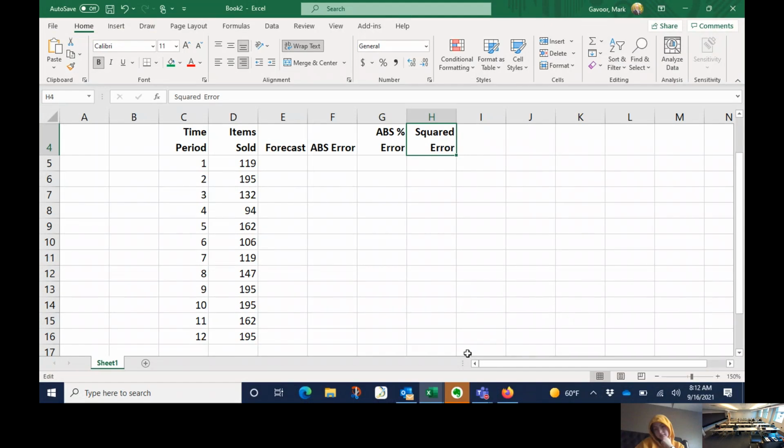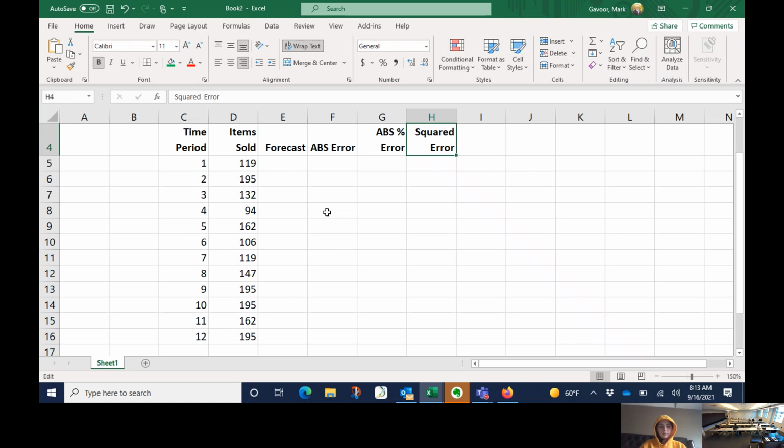This data set, which you should copy into your Excel. And you can copy it from the data for week 3. It's in Canvas. Or you could just copy it as you see it right now. And the first step I want you to do is to do a regression model based on that time period and the items sold. Then create the forecast based on that regression model.